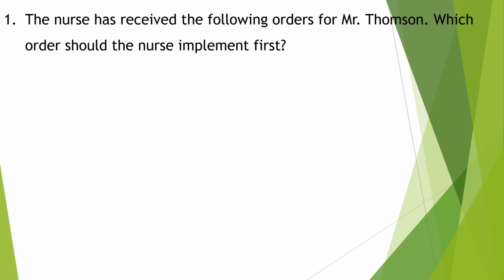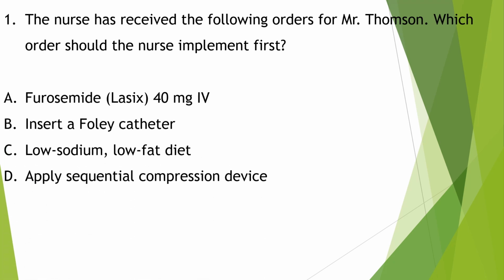The nurse has received the following orders for Mr. Thompson. Which order should the nurse implement first? The patient has heart failure. Furosemide 40 mg IV. Insert a Foley catheter, low sodium, low fat diet, apply sequential compression device. So the first order which the nurse needs to do is to administer furosemide.